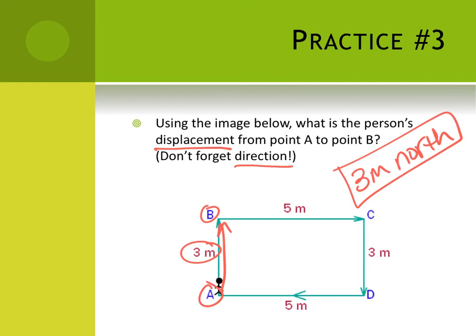But don't forget that for displacement, you have to include the direction. So for this instance, it's north. You have to include direction for displacement because it's a vector, not a scalar quantity. Scalar means it just has the number, only the magnitude. Vector, it has magnitude and direction.